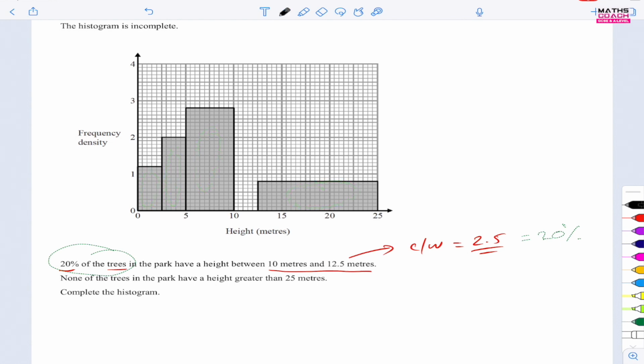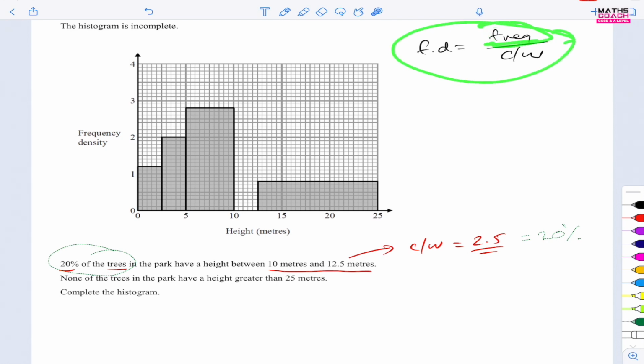And this brings me to manipulation of that formula that I showed you earlier, which was frequency density is equal to frequency divided by the class width. So what we're looking for, I want to know what this bar is equal to. I want to know its frequency. I want to know what this bar is equal to, what this bar is equal to. I want to know its frequency. So I'm going to rearrange this formula so that frequency is the subject.